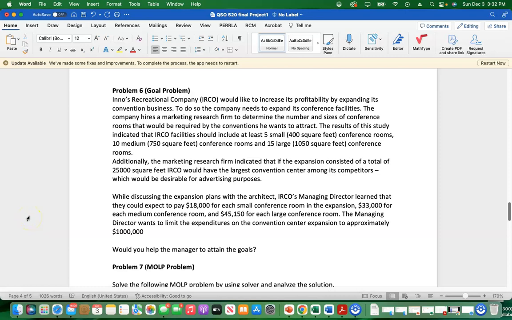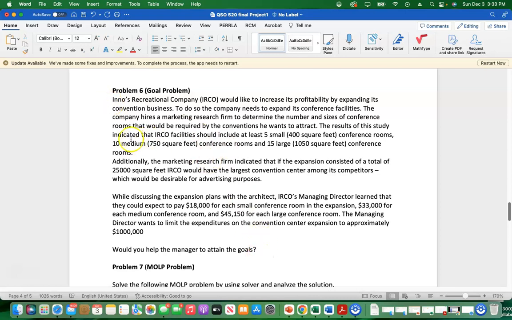Hi guys, welcome again to the QSO 520 final project, and we're going to look at problem number 6, and this is a goal programming kind of problem. And let me read the problem itself.